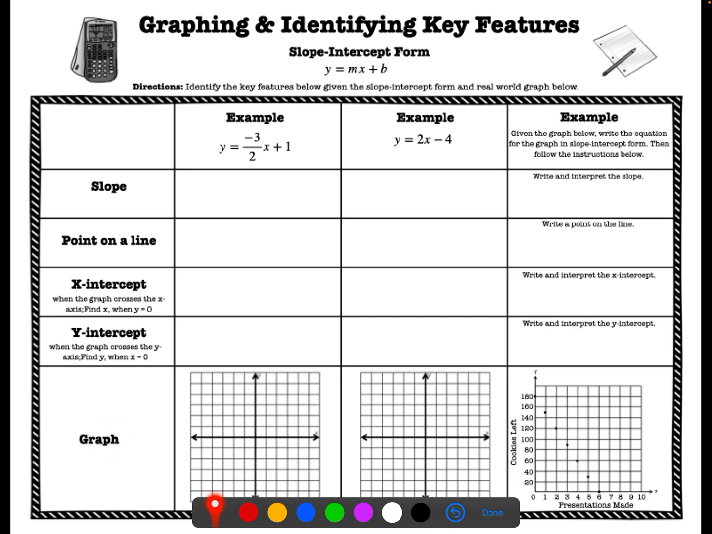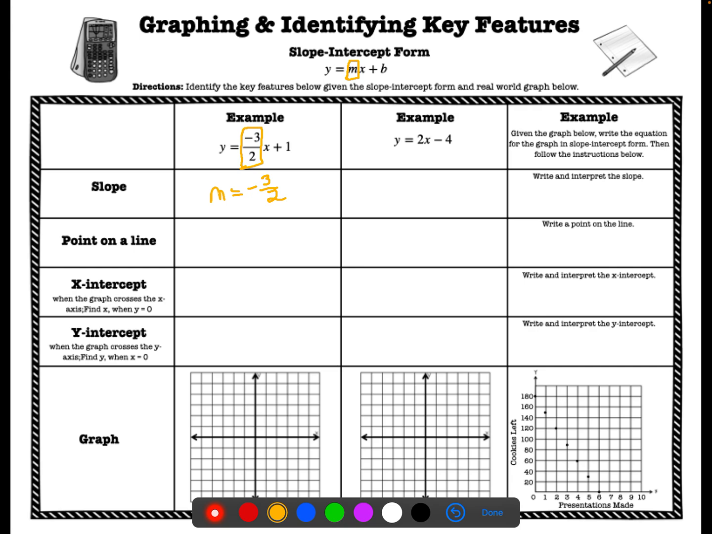All right, so here's the first thing. We're going to look for our slope. Recall that when we're dealing with slope-intercept form, y equals mx plus b, our slope is given by our m, which is the number in front of our x, also known as the coefficient of x. So when we look at this example, y equals negative 3/2 x plus 1, the coefficient of x, or the number in front of our x, is negative 3/2. So for our slope, we write m equals negative 3/2.